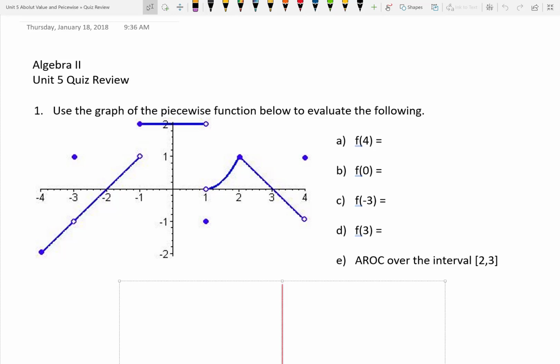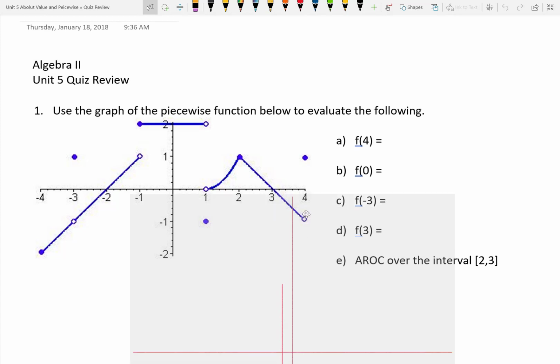So here's problem 1 from the quiz review. I think this is a pretty easy problem, but maybe some of you are still struggling with the concept of matching up the given x value, for example f of 4, with its y value on the graph. So I created this little thing here.